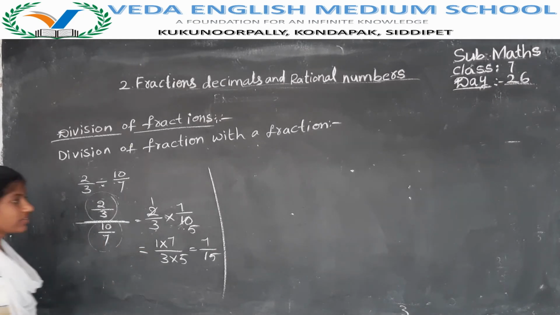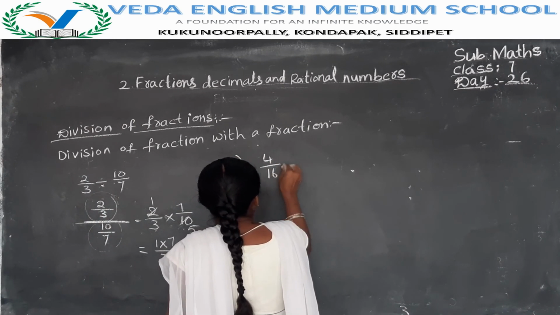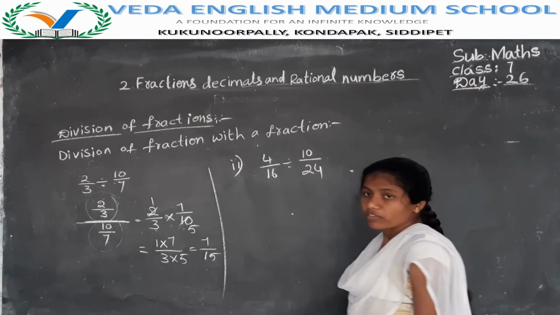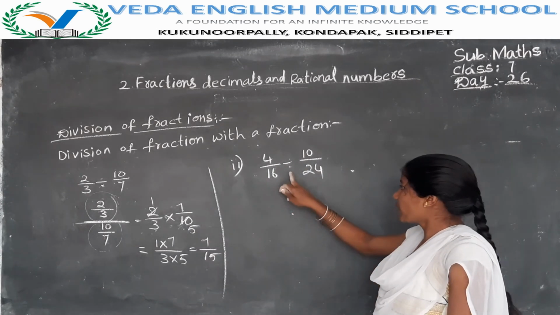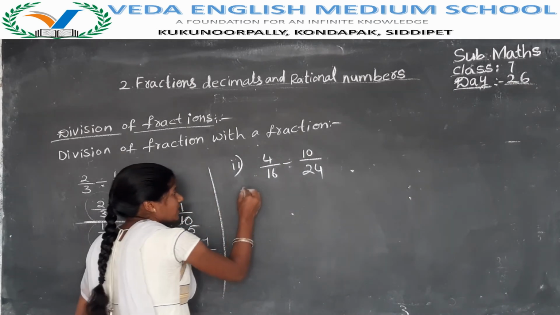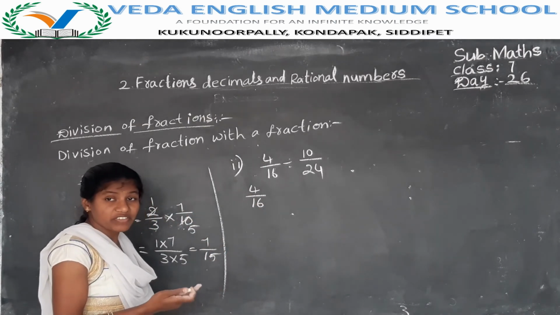Understand? Then, one more example: 4 by 16 divided by 10 by 24. Now find the solution for these fractions. 4 by 16 as it is we have to write. Now it is division of fractions.